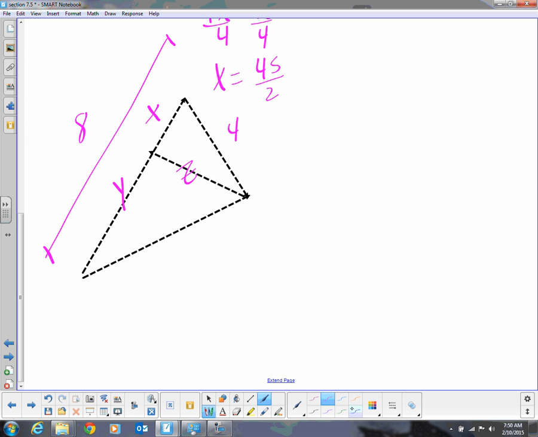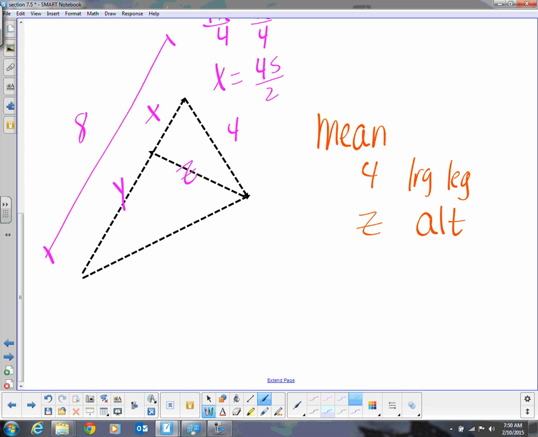What's a mean, Bree? X is not a mean. 4, because it's a leg. Okay, Kayla S., what's another mean? Z, because it is the altitude. So now we're going to go ahead and set up our means. And we've got 4 and 4. Okay, 4 is the geometric mean between what two pieces, Eric? We did this earlier.